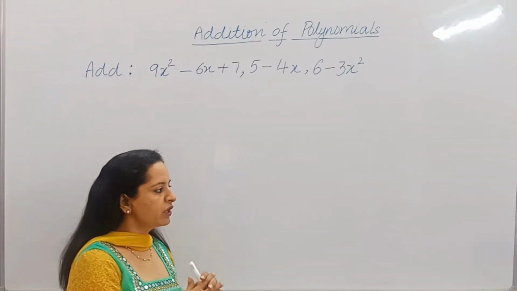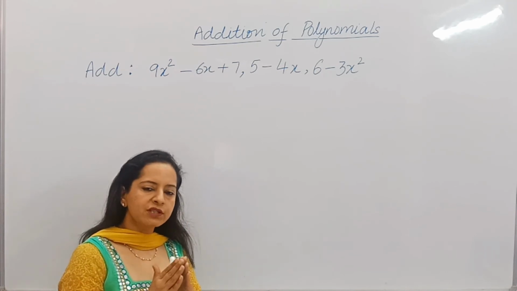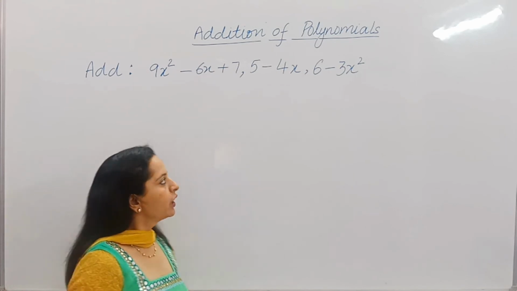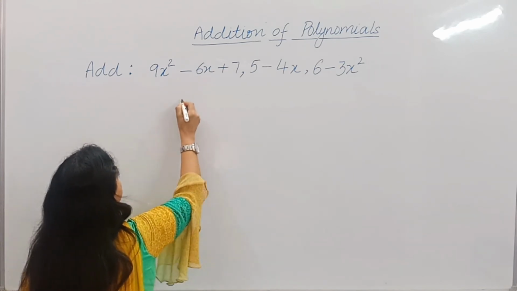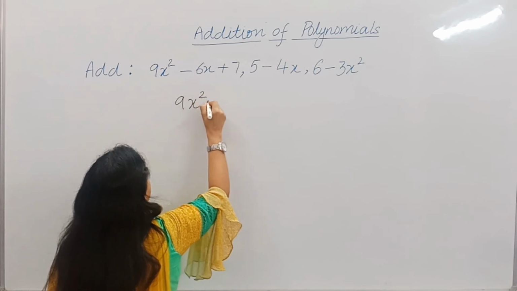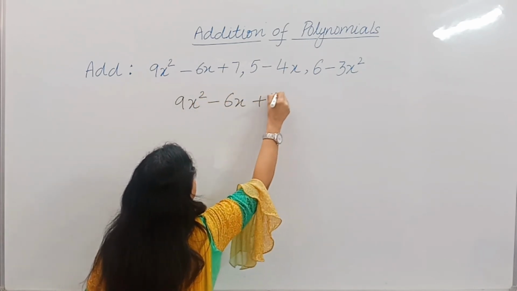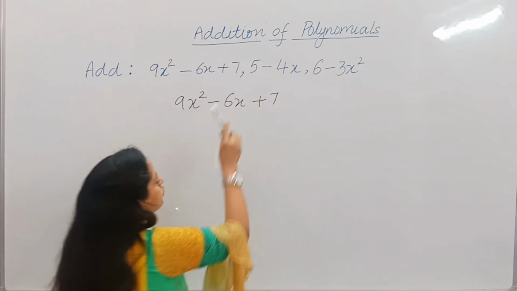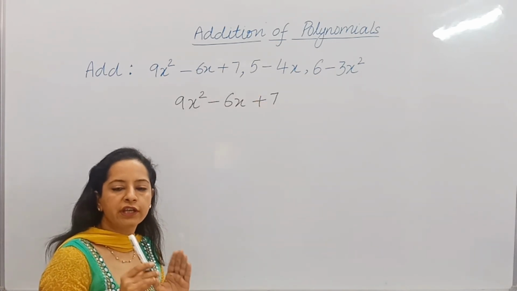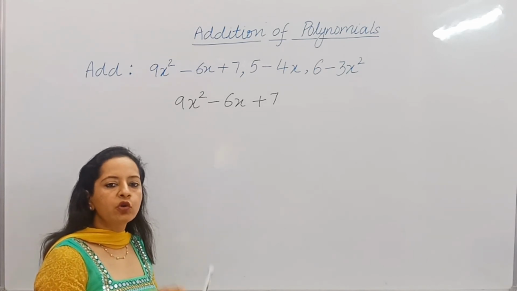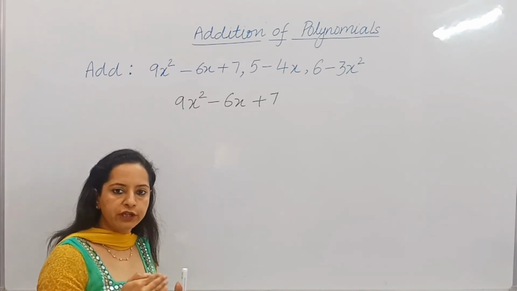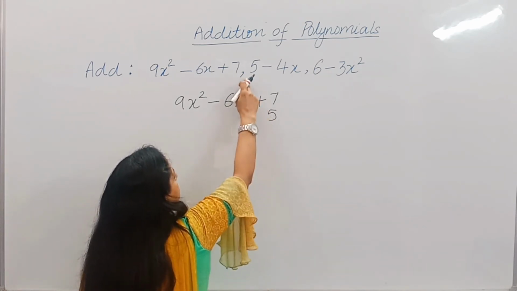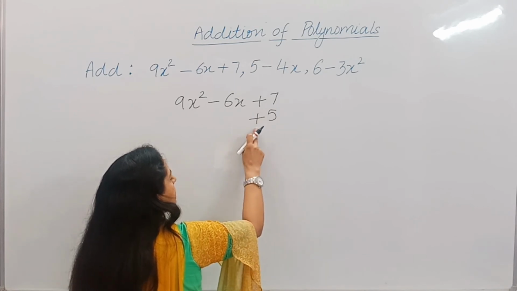Now coming over to our last question here. We will do this question only by the column method because I think it is easy for all of you. So let us start. Writing the first polynomial, 9x square minus 6x plus 7. Now while writing the second polynomial, I do not have a term with literal coefficient x square. So just remember that you have to put the like terms one below the other. So here 5 being numeric, I am writing 5. Since it does not have any sign, that means it has a plus sign.